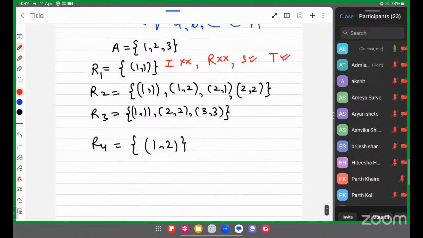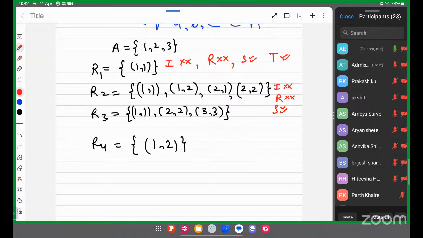What about the second? R2 is identity, yes or no? No, sir. Is it reflexive? No. Is it symmetric? Check the symmetry. 1, 1 is there. 1, 2 and 2, 1 are there. For 2, 1, 1, 2 is there. For 2, 2, 2, 2 is there. Symmetric. Is it transitive? Now we will look at transitivity for all the elements.